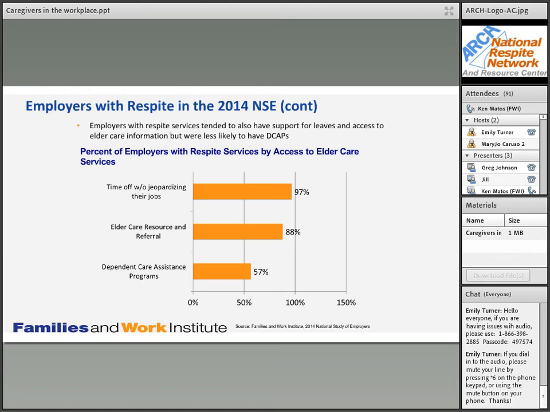Elder care, resource, and referral is very commonly associated with respite. In all likelihood, it's probably a first gateway activity into providing respite services. And then dependent care assistance programs seem to be a little bit less common, but that aligns with the issue of more smaller organizations providing respite, since dependent care assistance programs reap their greatest benefits for the program managers when there's lots of employees enrolled. So there may just be less enrollment in DCAPs for these smaller organizations that are engaging in respite services.